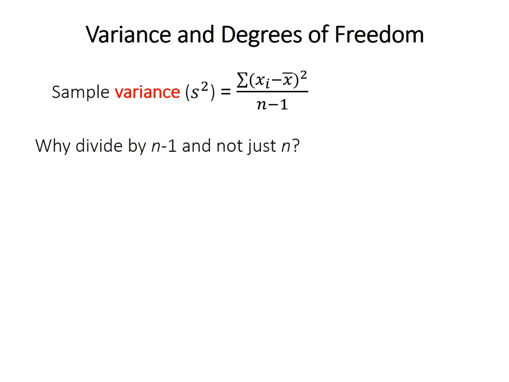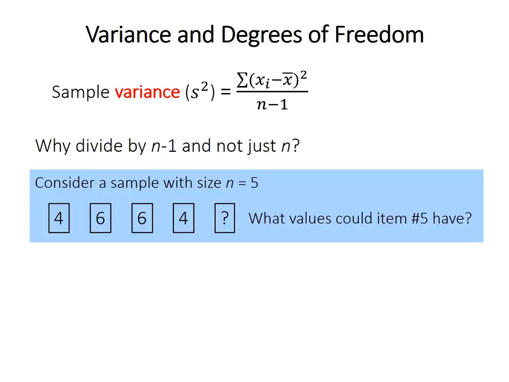Well, this is related to something called the degrees of freedom, and that might be easiest to illustrate with an example. So let's consider this small sample of 5 observations. The first values are 4, 6, 6, and 4, and so what could the fifth value be? Well, it could be anything. It's probably something like 4 or 6 if you're extrapolating, but it could be 4.5, 4.672, it could be 15, we don't even know what it is. There's no constraint on that fifth value. It can be anything at all.